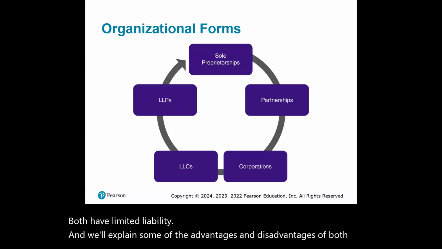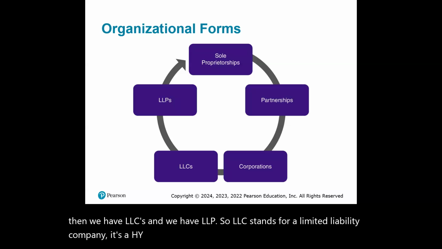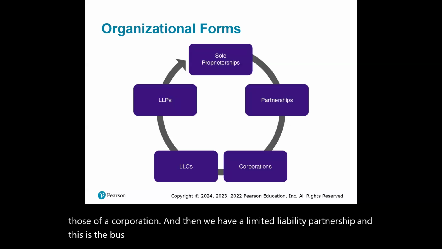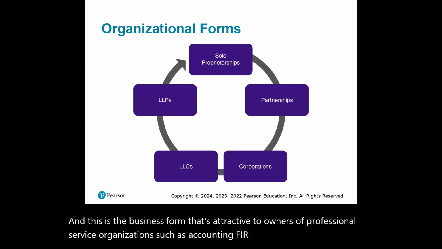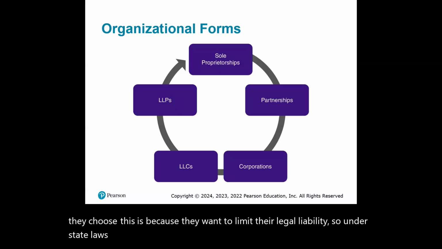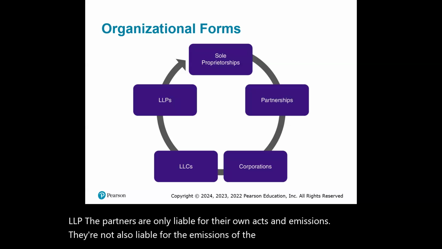And then we have LLCs and LLPs. LLC stands for limited liability company. It's a hybrid that combines the best features of a partnership with those of a corporation. Then we have a limited liability partnership, which is the business form that's attractive to owners of professional service organizations, such as accounting firms and doctors. The reason they choose this is because they want to limit their legal liability. Under state laws, in LLPs the partners are only liable for their own acts and omissions. They're not also liable for the omissions of the other individuals.